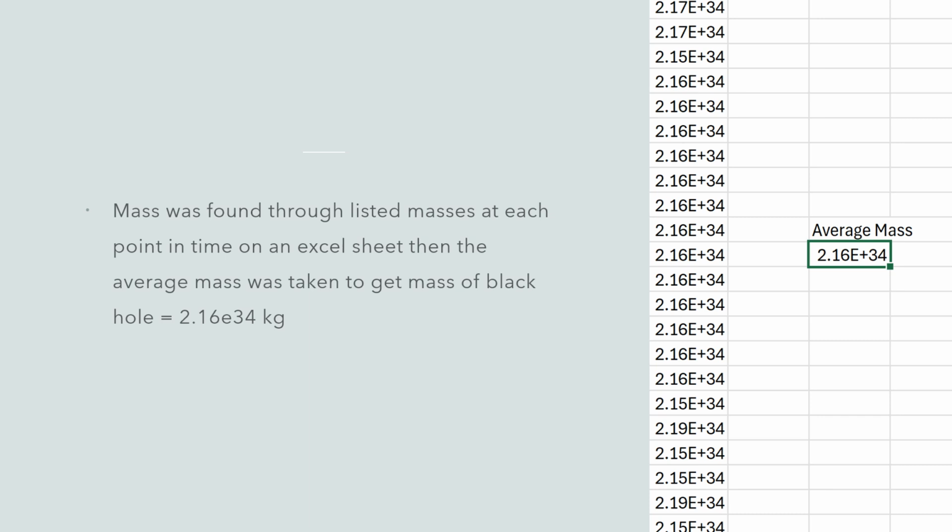The mass was found by copying the iterated masses at each point in time through GlowScript, pasting them into Excel, and finding the average, which concluded that the mass of the black hole was approximately 2.16 times 10 to the 34 kilograms.